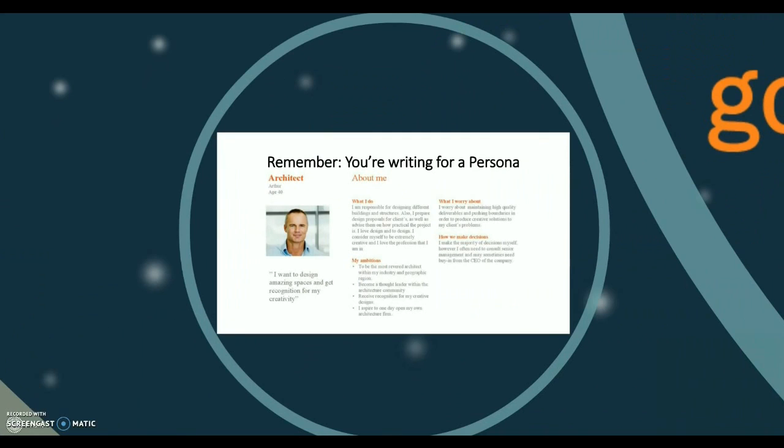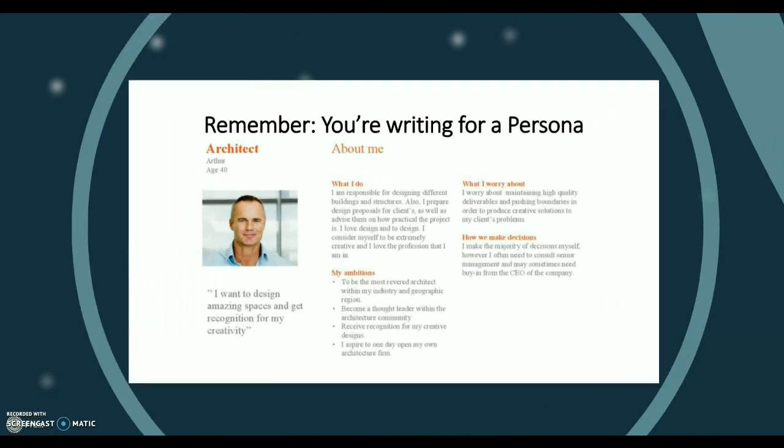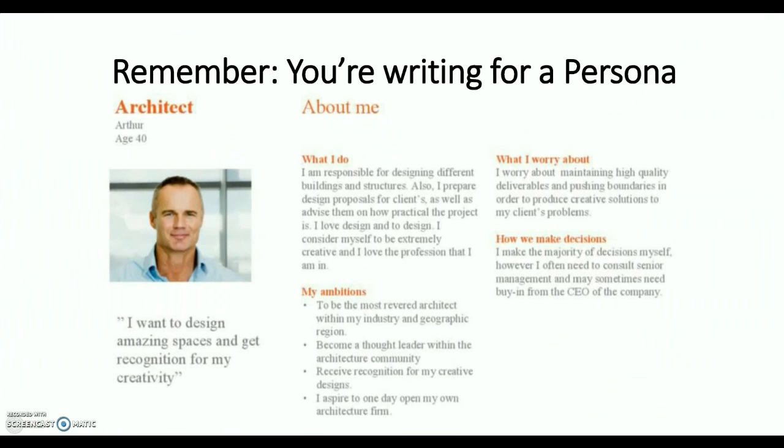Something else to keep in mind, and we mentioned this when we looked at what was actually in a briefing document, is that you're writing for a persona. You're writing for a person, right? And the personas that we develop here are archetypes for the types of people that you are writing for. So if we look a bit closer into this persona doc, you can see there that's Architect Arthur. He's 40 years old. He wants to design amazing spaces and get recognition for his creativity. It's quite egoistic, apparently. But there you see what he does, what his ambitions are, what he worries about, how he makes decisions.